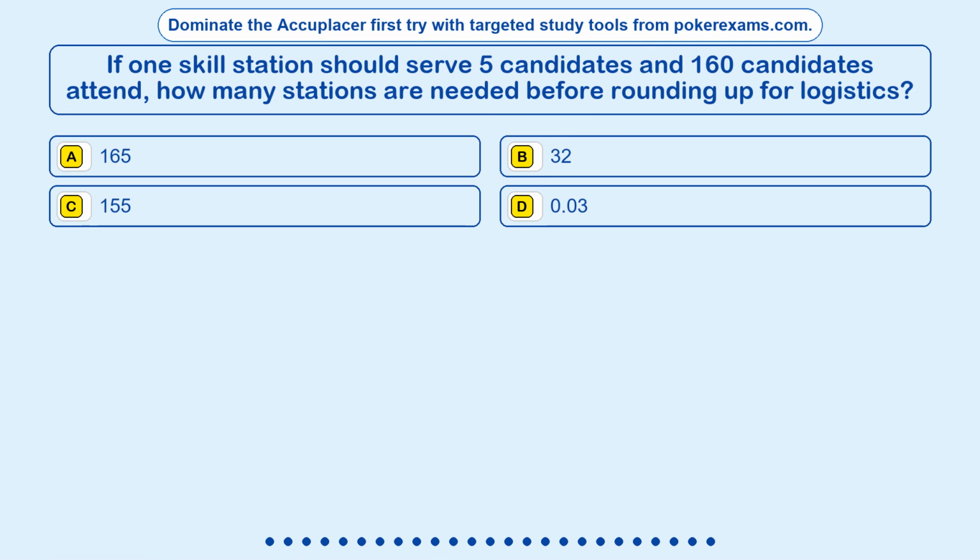Question 5. If one skill station should serve 5 candidates and 160 candidates attend, how many stations are needed before rounding up for logistics? Option A, 165. Option B, 32. Option C, 155. Option D, 0.03.